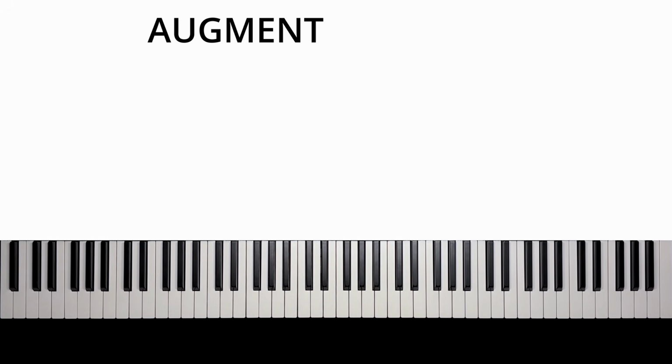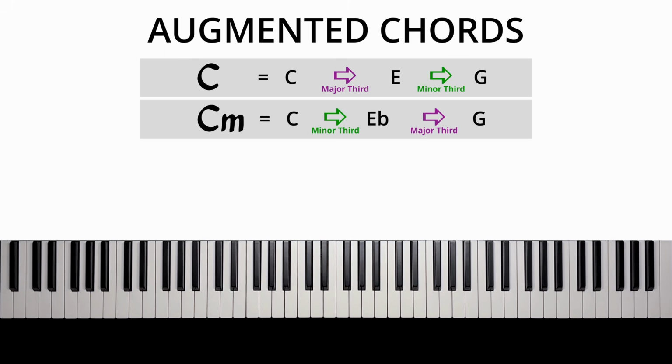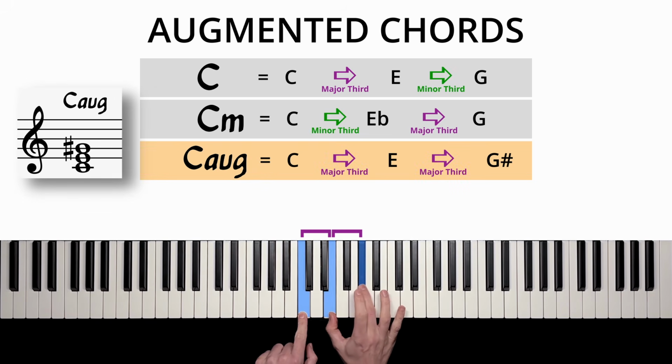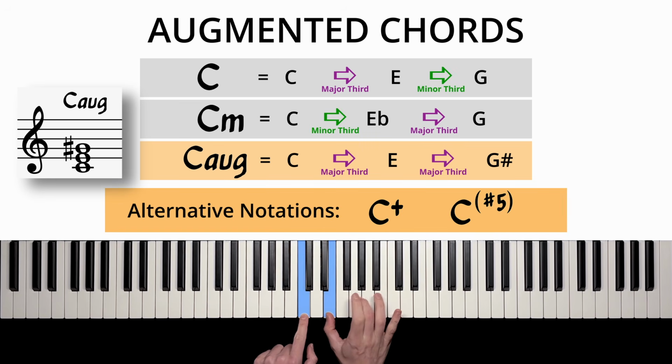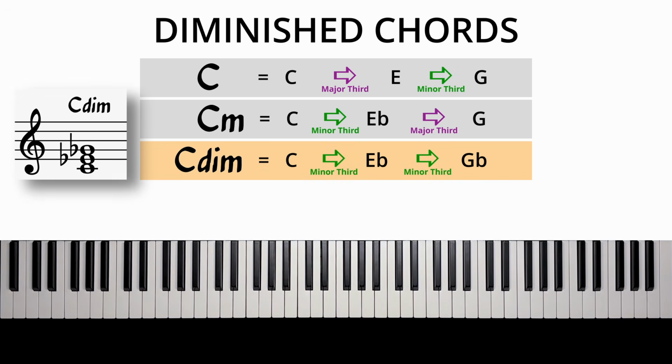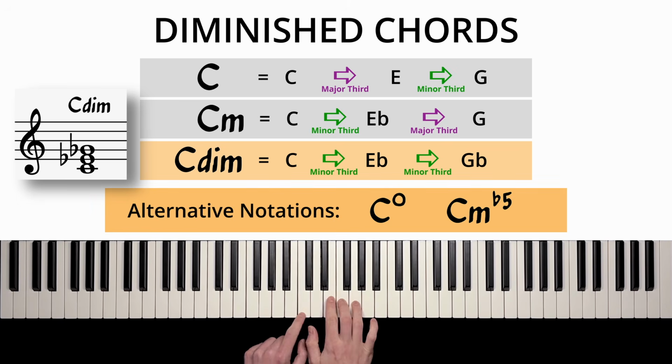Finally, there are augmented and diminished chords. While major and minor chords consist of a major and a minor third, an augmented chord is built out of major thirds only. Basically, it's a major chord with an augmented fifth. Conversely, a diminished chord is built out of minor thirds. You can think of them as minor chords with a diminished fifth.